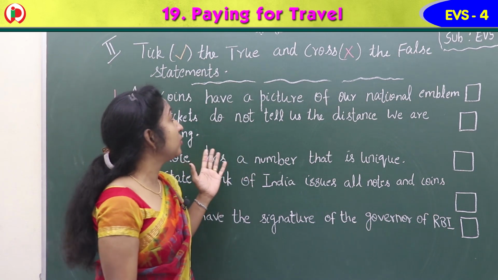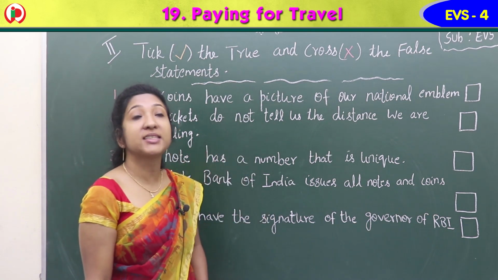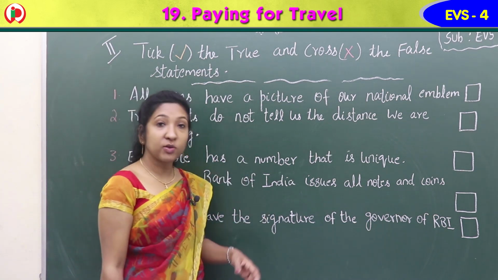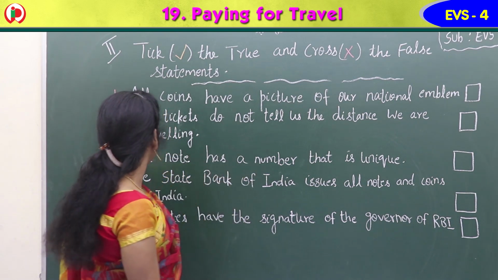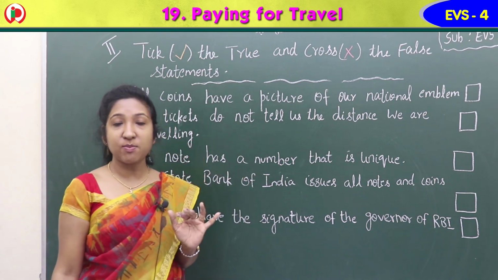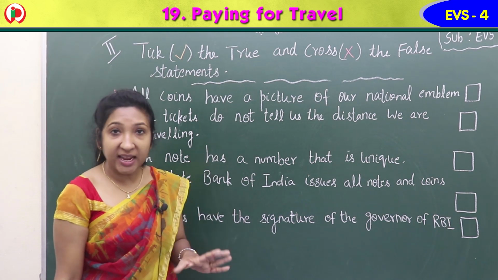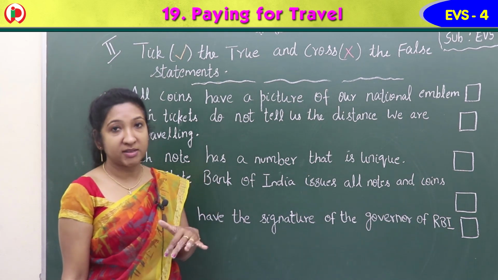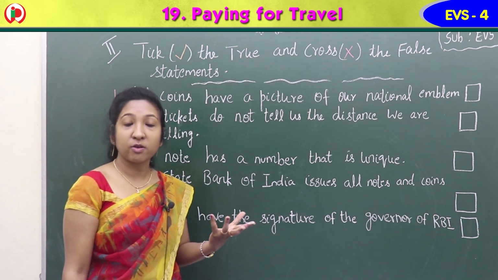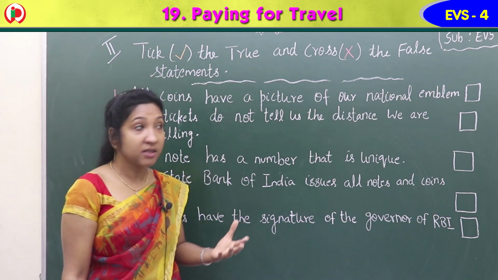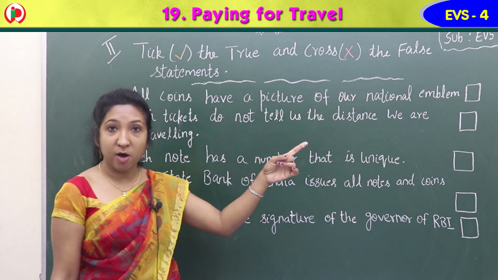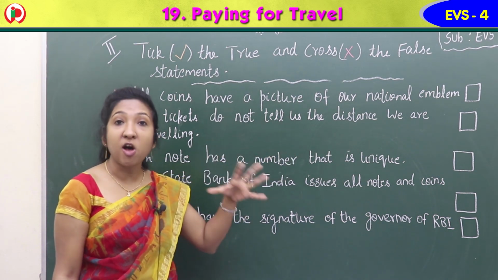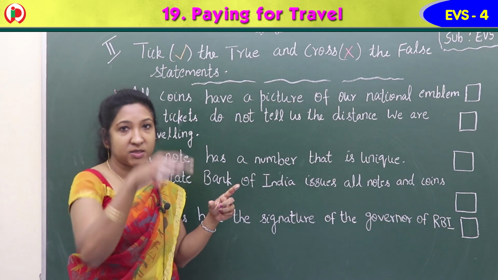Tick the true and cross the false statements. Okay, so given are a few statements: 1, 2, 3, 4, 5. Five statements are given. Read the statements. Check whether the statement is true or false. If the statement is true, or if the statement is correct, put a tick mark in the square box. If the statement is wrong, if it is false, put a cross mark.